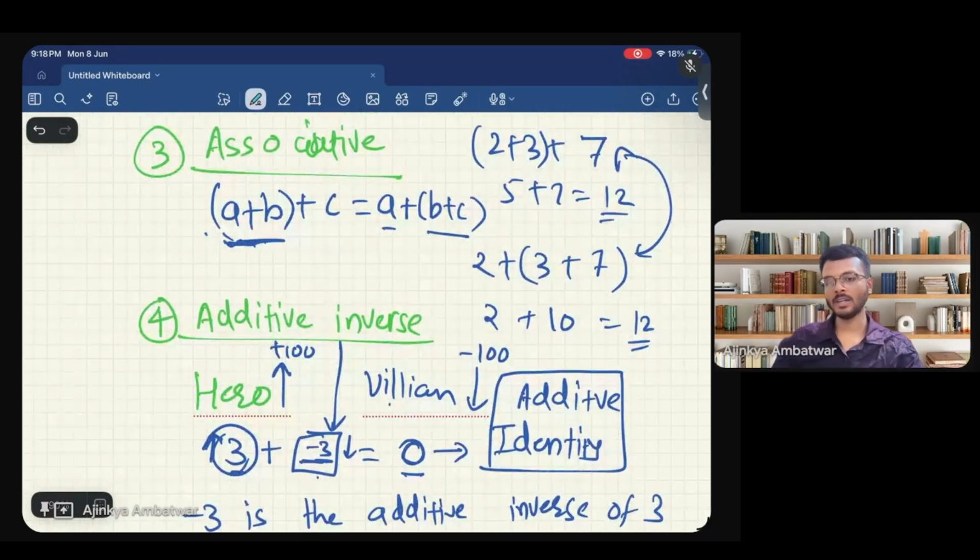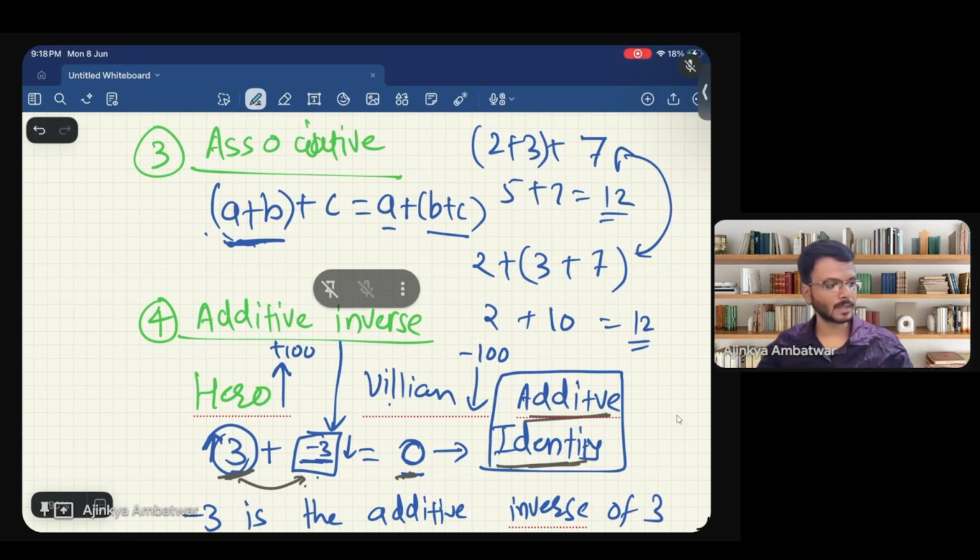And finally, additive inverse. If you add that additive inverse number to the original number, the answer should become 0. And the 0 is called additive identity. Remember this word, additive identity. Okay? Clear? All these four? Good. Now, if you understood this, let's solve some basic problems.